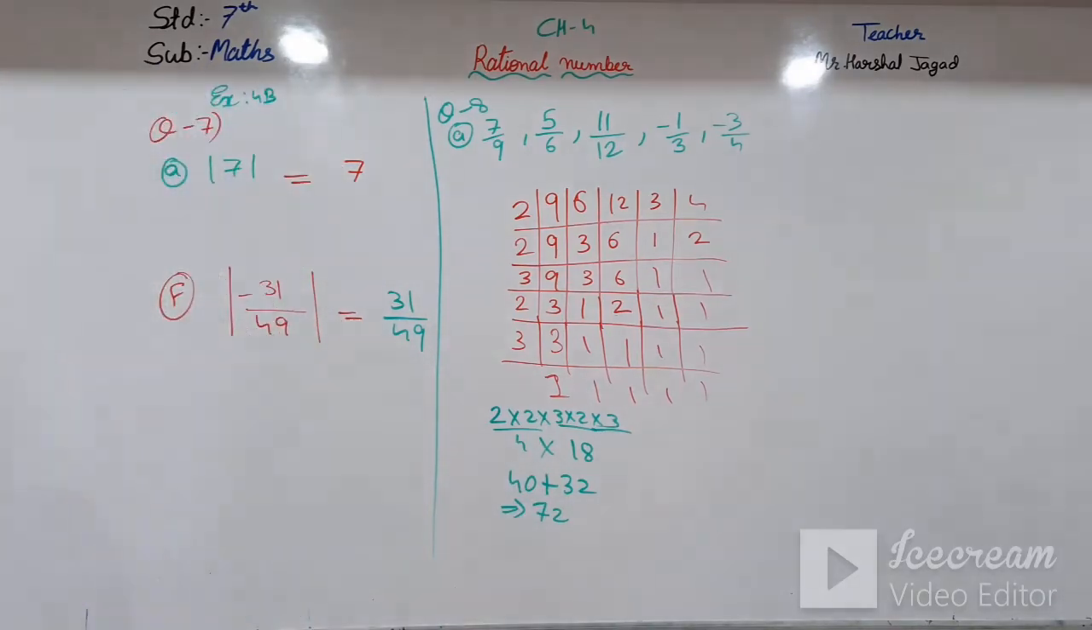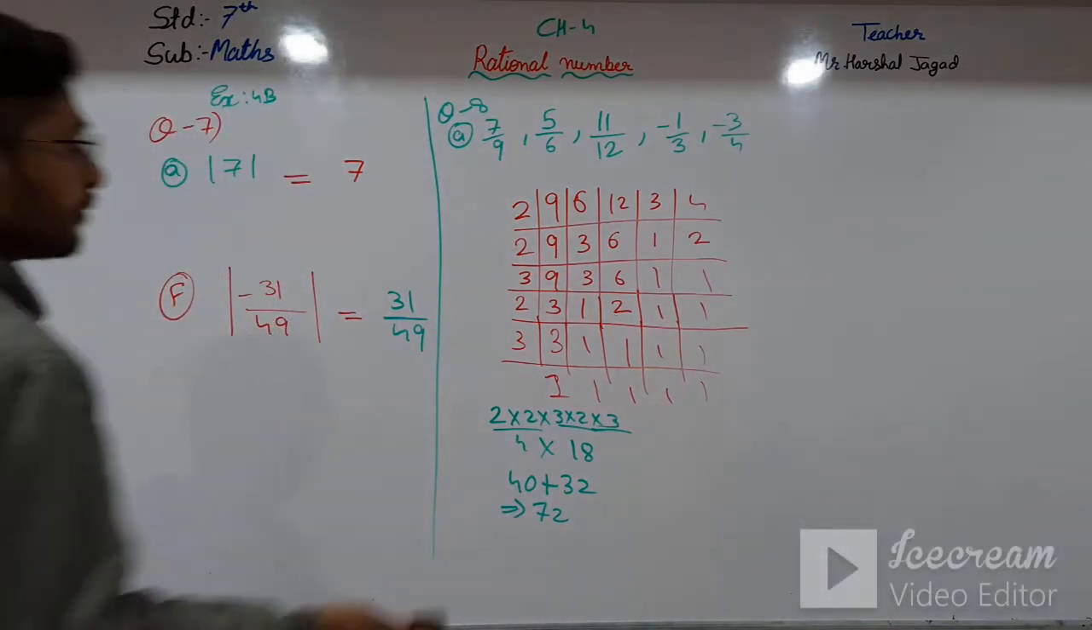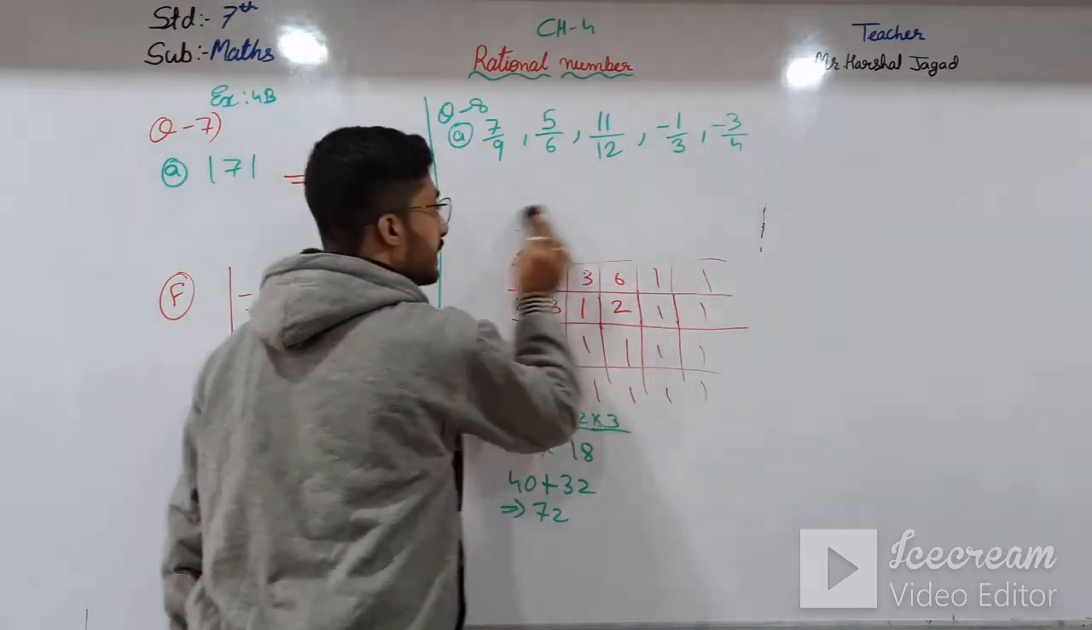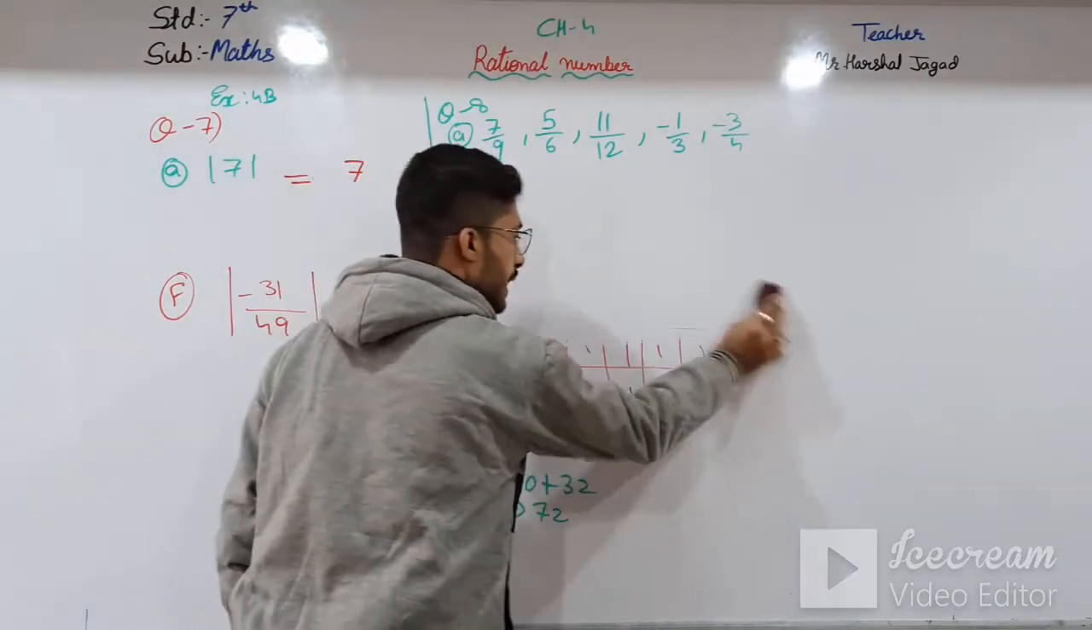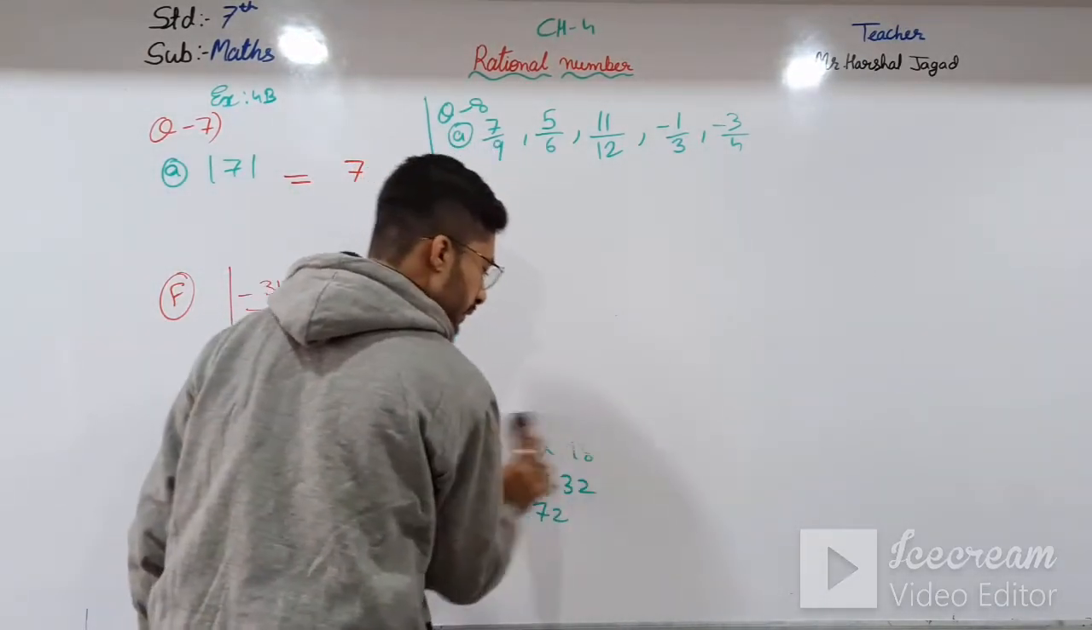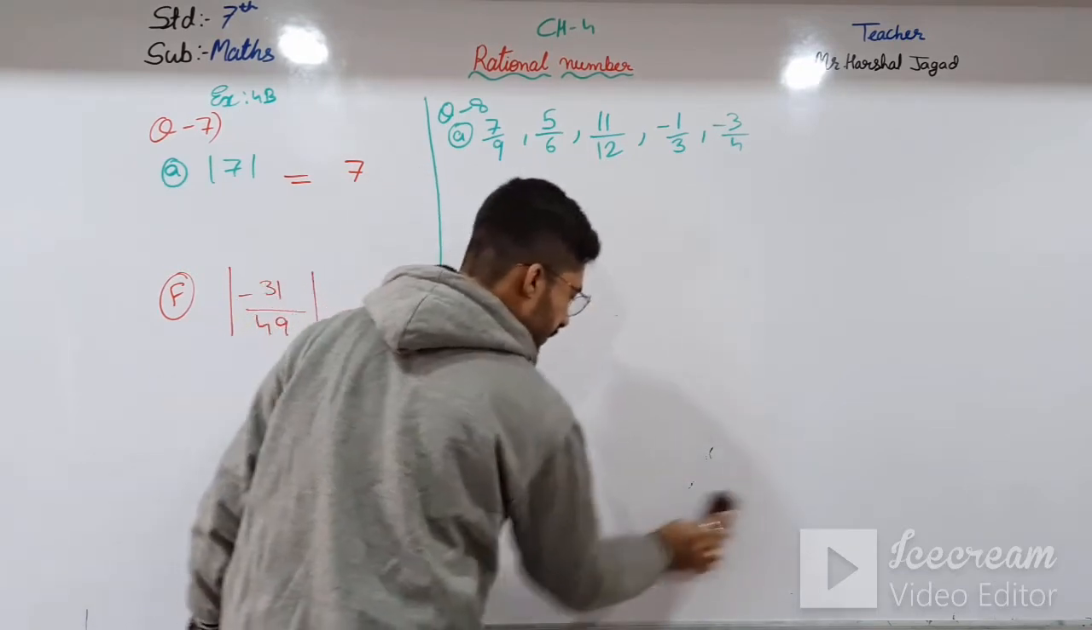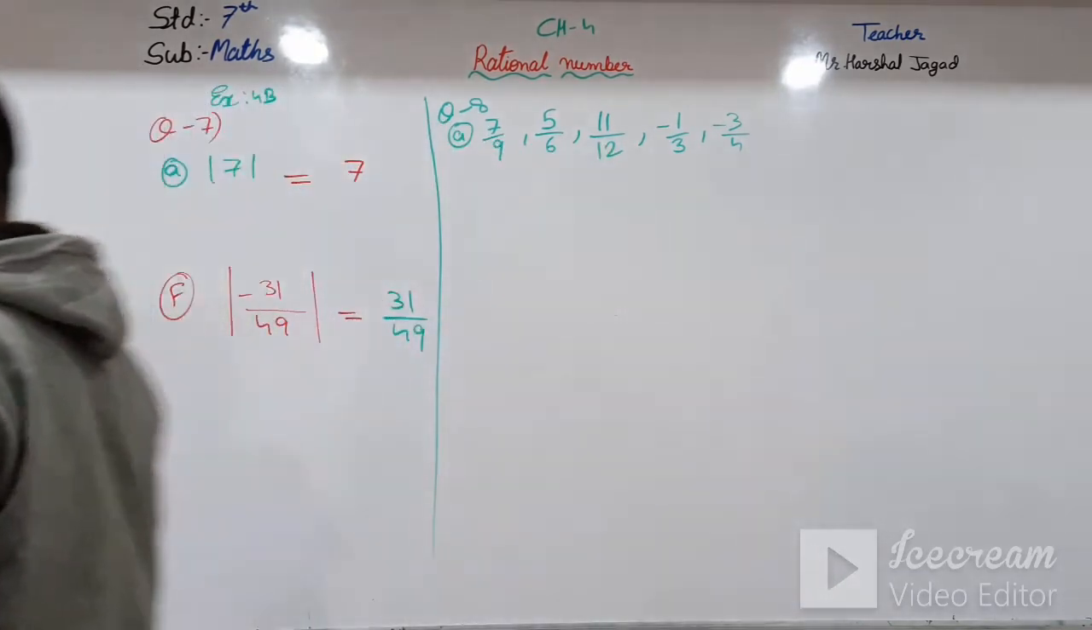Now we have to make all the denominators the same. So let us do that. Here the LCM is 72.